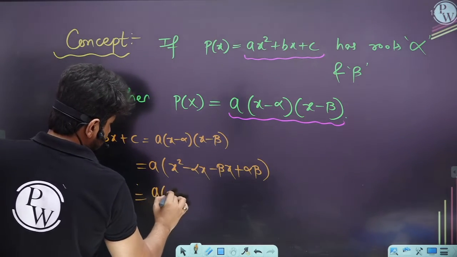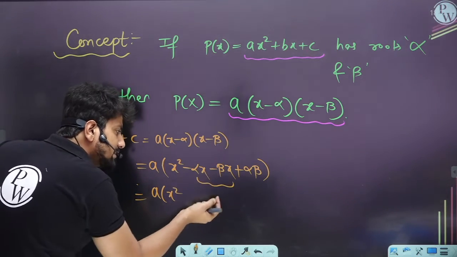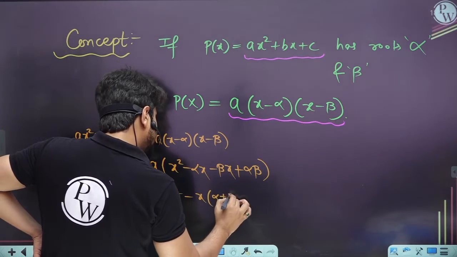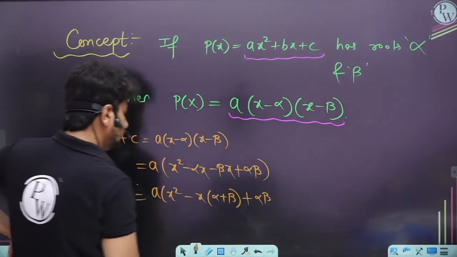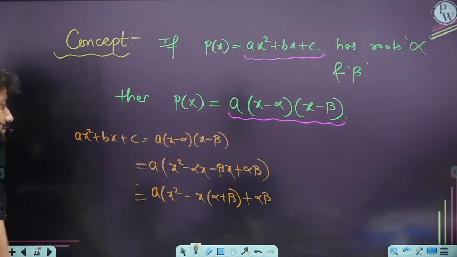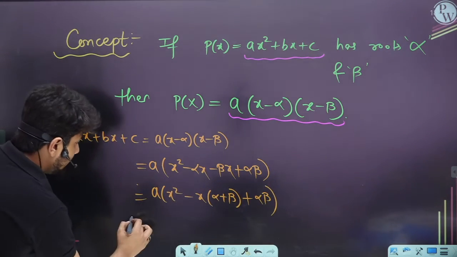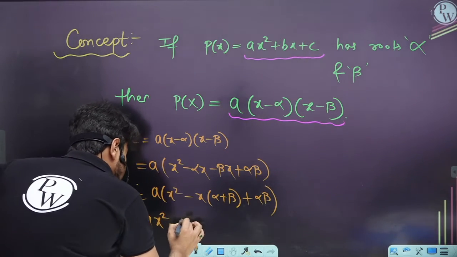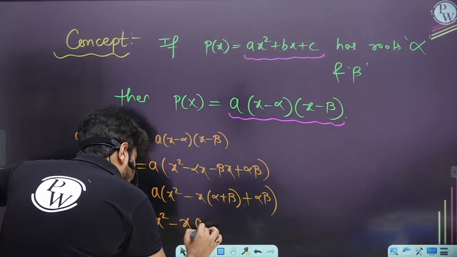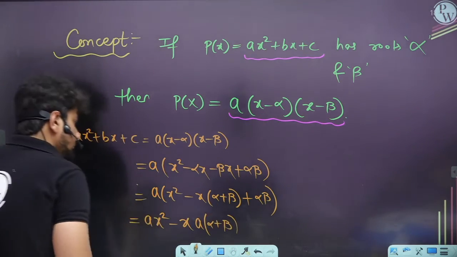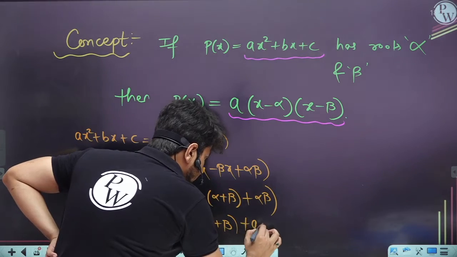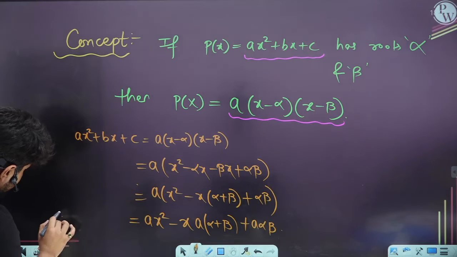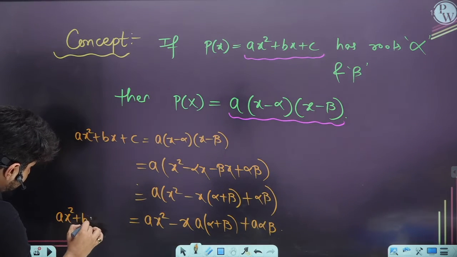Now we have a times x square. From these two terms, if I take minus x common, minus x times (alpha plus beta), plus alpha beta. Multiply a inside, and we have ax square minus x a times (alpha plus beta) plus a times alpha beta. Okay, this is the right hand side. What's the left hand side? The left hand side is simply ax square plus bx plus c.